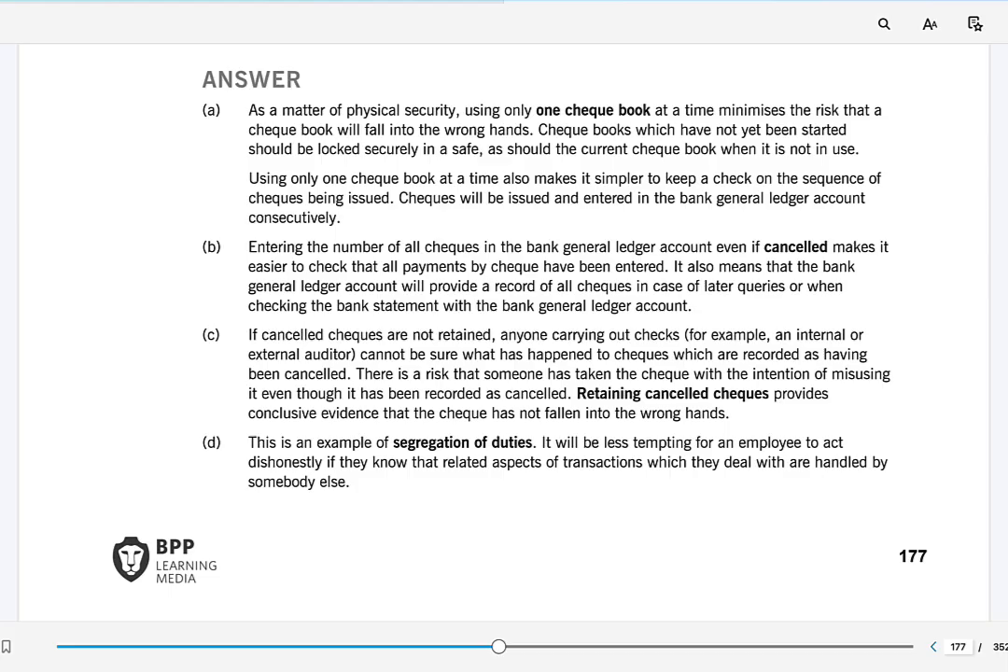Second reason, it prevents fraud. If canceled checks are not kept, someone may take them. A dishonest person could try to change details. A dishonest person could try to use the check. But when canceled checks are kept and secured, fraud risk reduces.